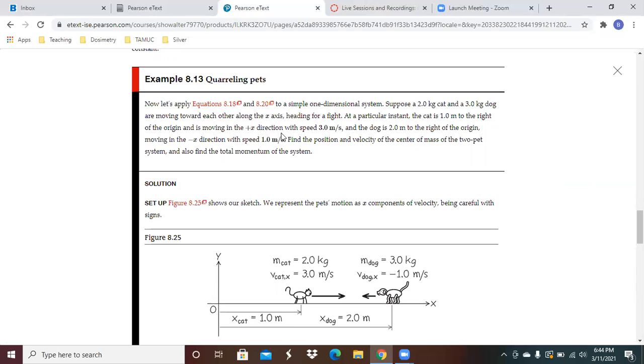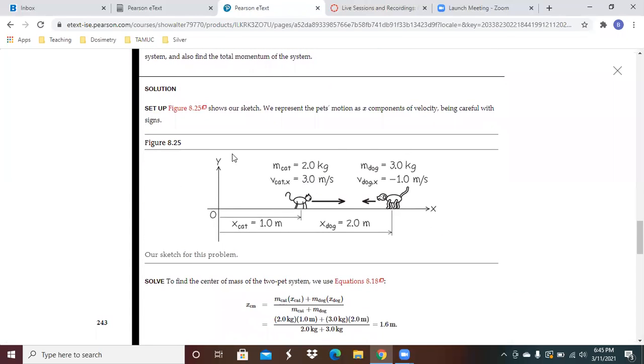At a particular instant, the cat is 1 meter to the right of the origin and is moving in the x direction with this speed. And the dog is 2 meters to the right of the origin, moving in the minus x direction with a speed of 1 meter per second. I don't know, it seems kind of awfully slow for the dog, but there we are. So find the position and velocity of the center of mass of the 2-pet system and also find the total momentum. So we chart all of this out.